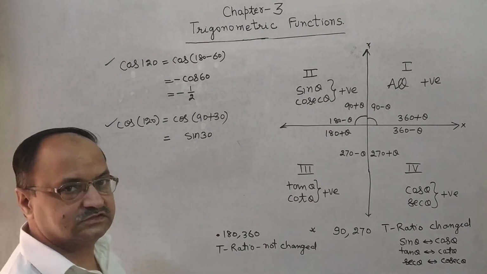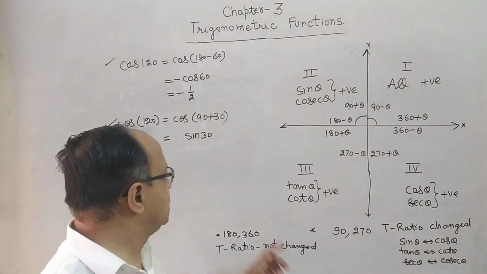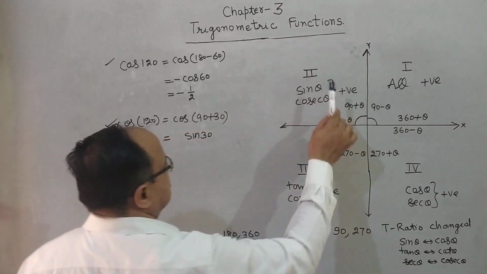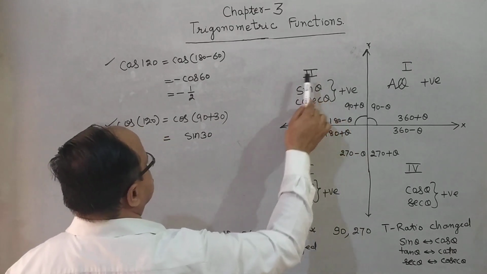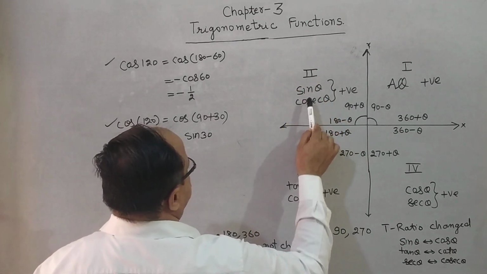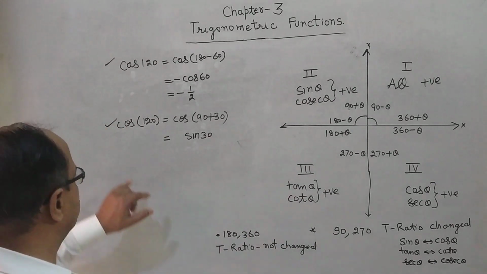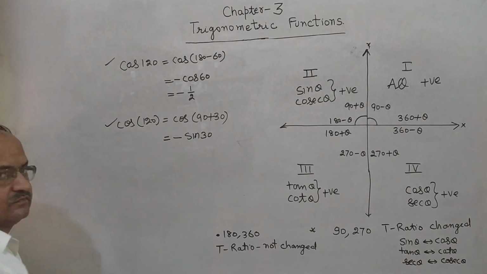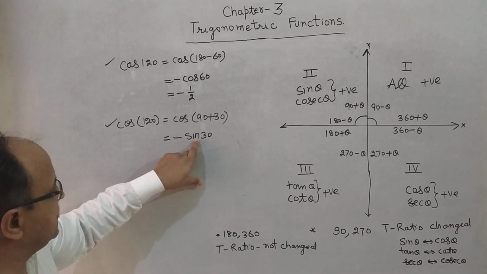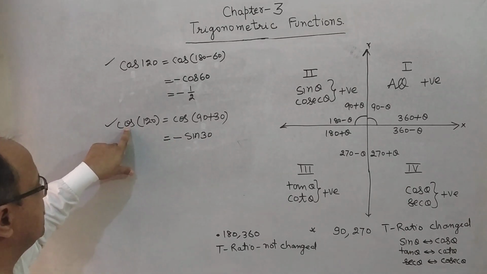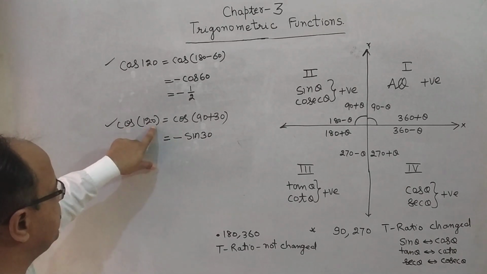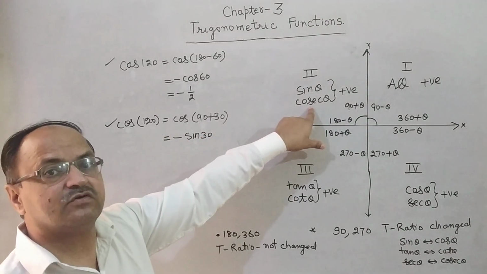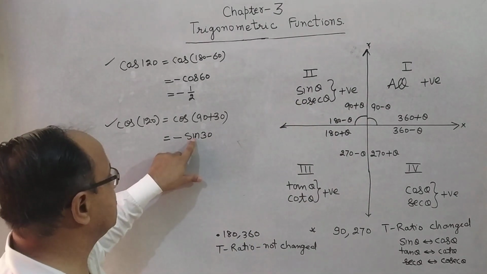Now decide the sign. 90 plus theta lies in second quadrant. It means in second quadrant sin and cosec are positive, so cos is negative. Clear? ये वाला जो साइन है ये नहीं देखना है तुम्हें, ये cos देखना है. Correct? Here cos 120. It means cos is negative in the second quadrant. Cos हमें देखना है, ये नहीं देखना sin.